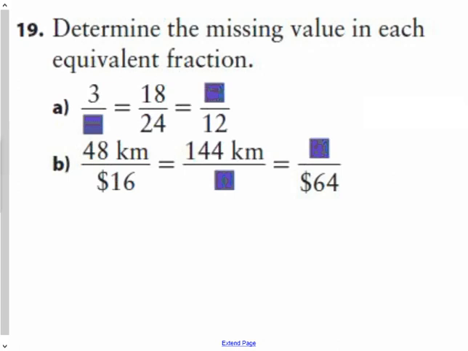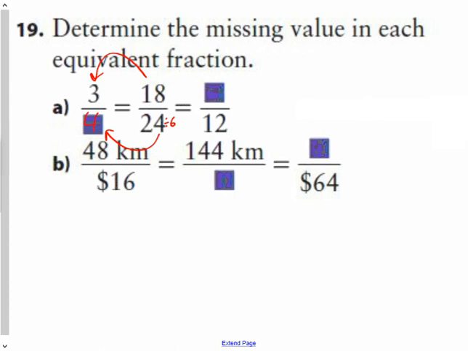Question 9, determine the missing value in each of the equivalent fractions. So if I look at just this part right here, when you have a proportion with a missing value, always look to the one you know both parts of and start from that. So I'm going to say 18 divided by 6 gave me 3. So if I divide this part by 6, I will get my other part. And 24 divided by 6 is 4.